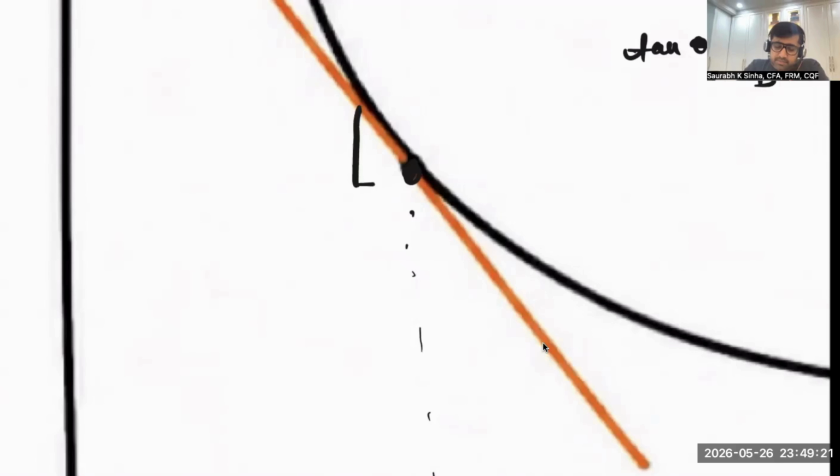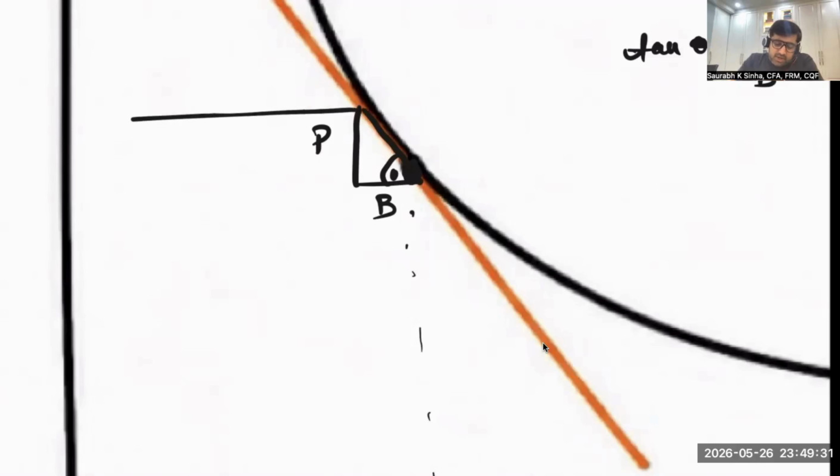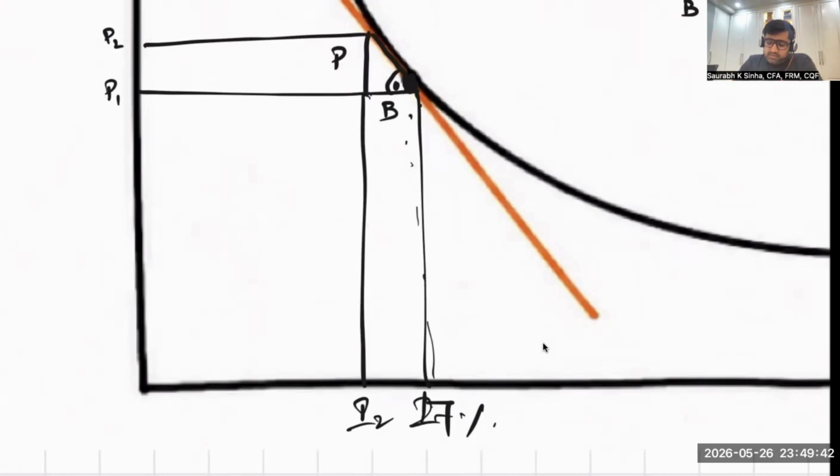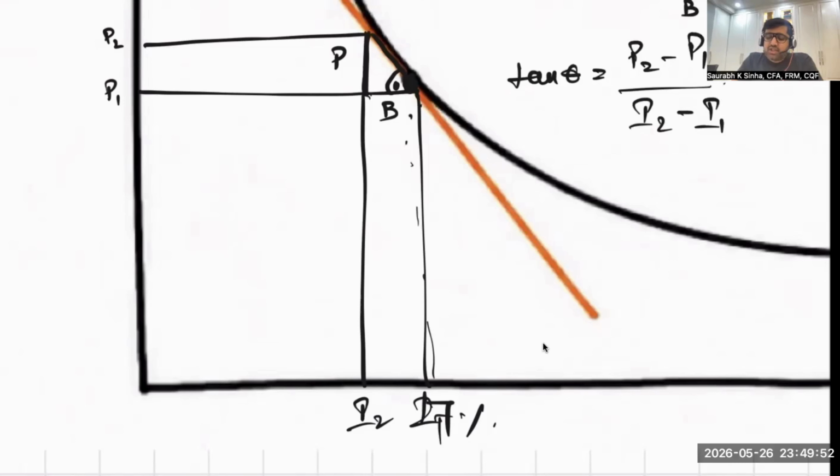Okay, let's do that. So at this point, if this is your theta, this is your perpendicular, this is your base. What does this perpendicular represent? The change in price, P2 minus P1. What does this base represent? I2 minus I1. So basically, when you say tan theta, it is P2 minus P1 upon I2 minus I1. That is the change in price due to change in interest rate. And that is the definition of duration.